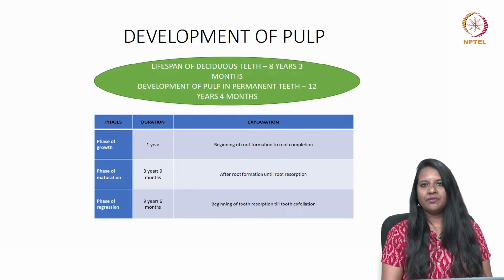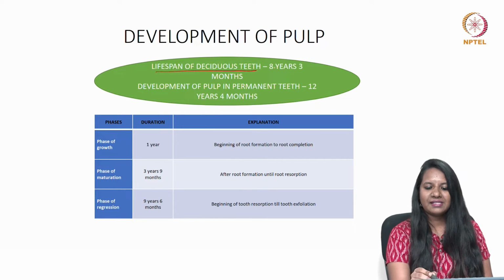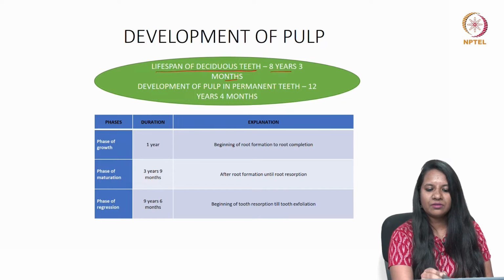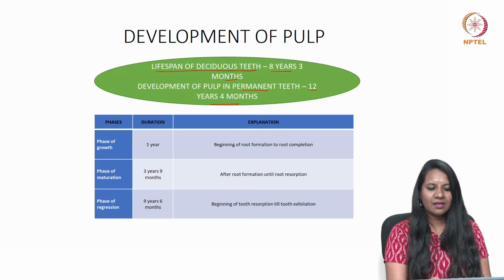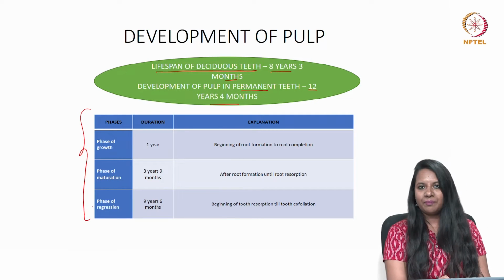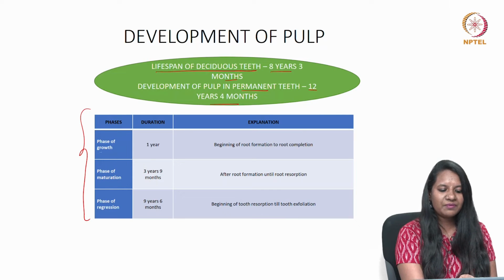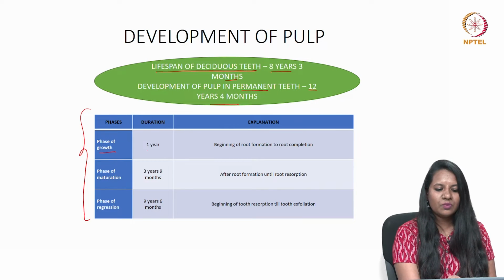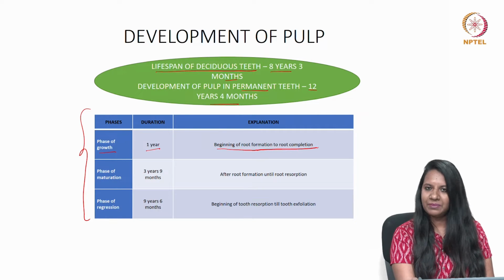So, development of pulp. Lifespan of deciduous teeth takes up to 8 years and 3 months, whereas development of pulp in a permanent teeth takes 12 years and 4 months. So, these phases depict the development of pulp in a deciduous tooth. There are 3 phases. The first phase being phase of growth, which occurs for 1 year, and it starts from the beginning of root formation to root completion.